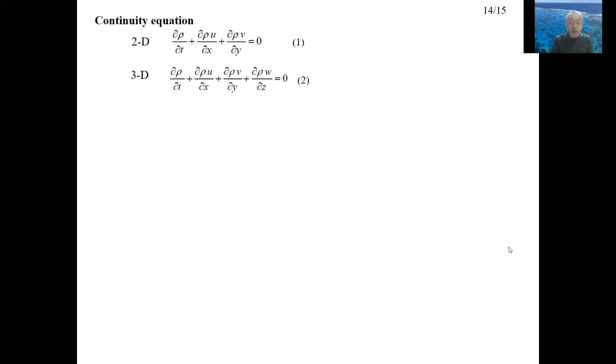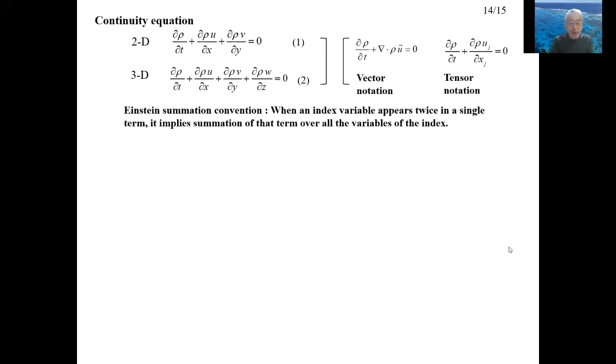If you write the continuity equation using each direction component, it becomes equations 1 and 2. If you write the same equation using vector and tensor notation, the equation becomes concise. In the tensor notation, the Einstein summation convention is applied. The Einstein summation convention is as follows. When an index variable appears twice in a single term, it implies summation of that term over all the values of the index. There is an episode that Einstein jokingly stated that this notation was his greatest invention in mathematics.